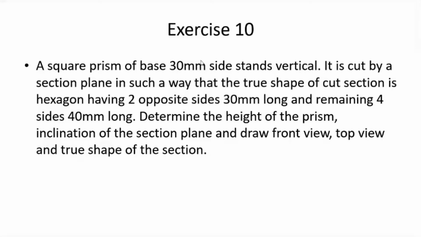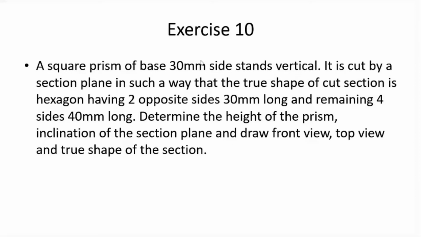This is again a square prism. It is not a cube, but here also we want a hexagon as the true shape. In this particular hexagon, the condition is that two opposite sides are 30 mm long, and the remaining four sides are 40 mm long. That is the only condition that is given.